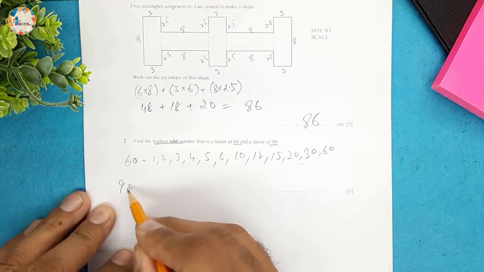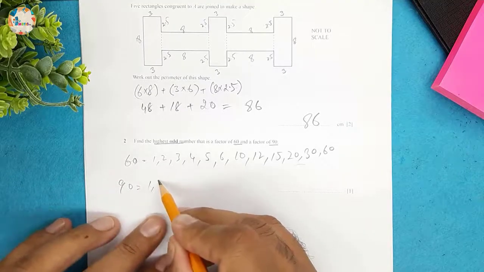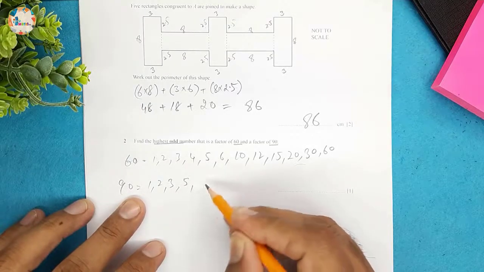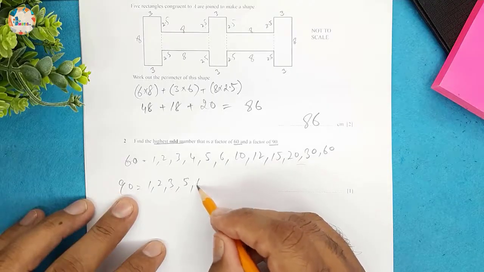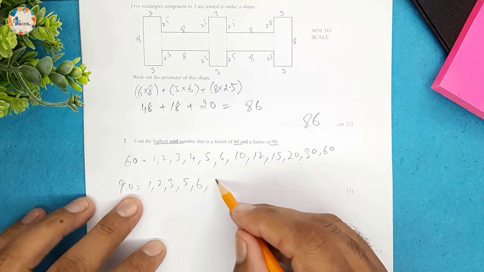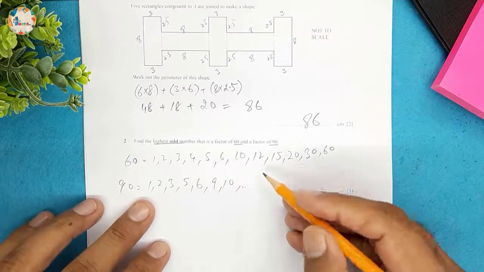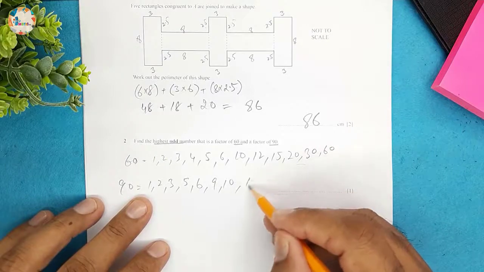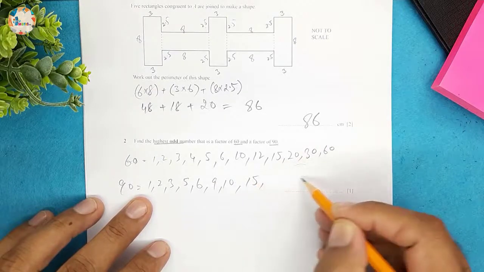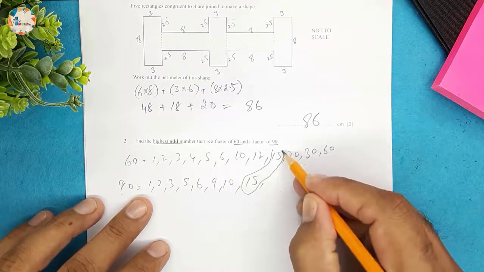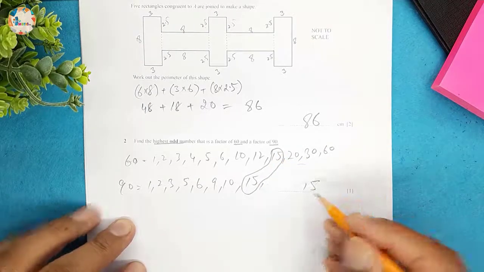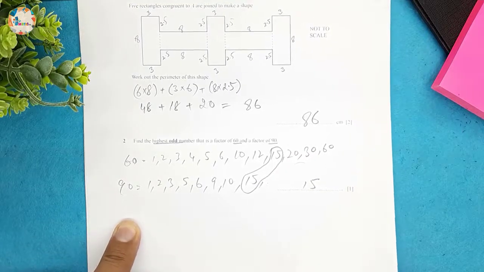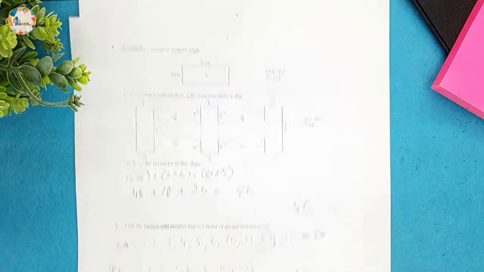Then similarly we can write factors of 90, which will be 1, 2, 3 and 5 also, 6, 9, 10, 15 also, and there will be others. But the odd number which is the maximum is 15. So 15 is the maximum odd number which is a factor of both. Others will not be factors of both.